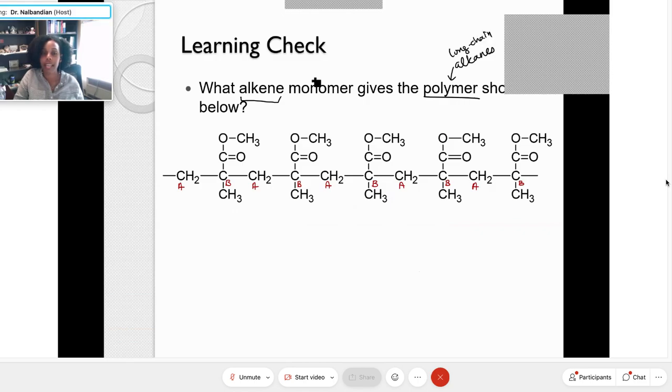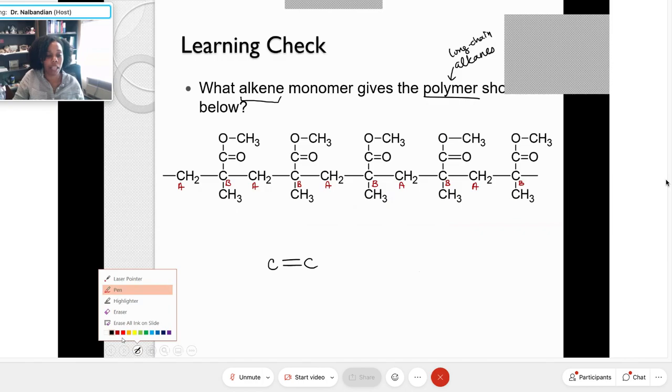And we use alkenes as the monomers. So what is the repeating unit? AB, AB. We have this carbon that we called A and a double bond to this carbon that we call B. That is our alkene monomer. So A and B have a single bond between them. We give them a double bond.